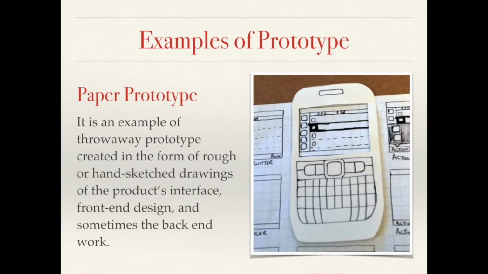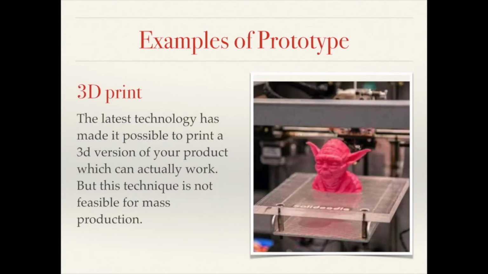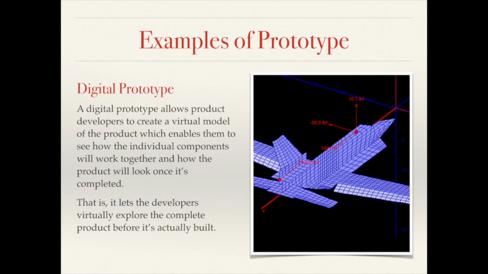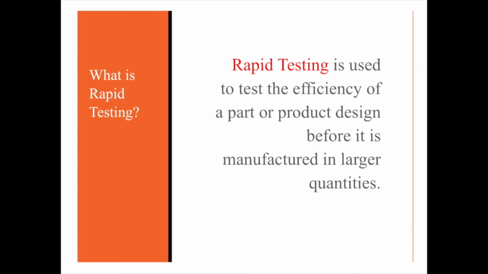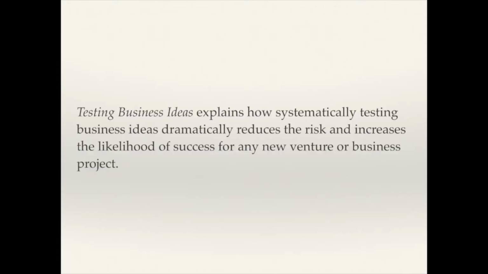Okay, so here are the examples of the prototype. So we have the paper prototype, the 3D print, digital prototype, and the scale model. Next, we have rapid testing. So what is rapid testing? Rapid testing is used to test the efficiency of a part or product design before it is manufactured in larger quantities. Testing business ideas explains how systematically testing business ideas dramatically reduces the risk and increases the likelihood of success for any new venture or business project.